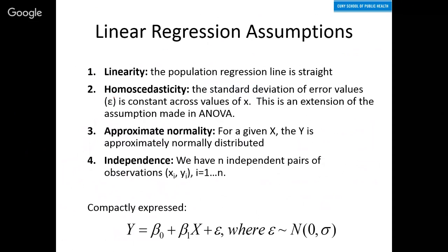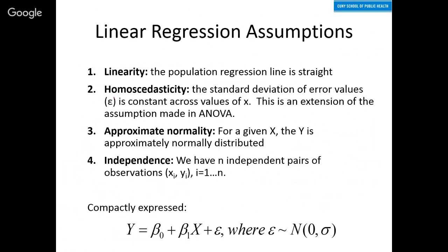These are the assumptions involved in linear regression. First of all, that the population relationship is linear. We have this assumption of homoscedasticity, which means that the standard deviation of those errors is the same across values of x. So you don't have a situation where the residuals are all small on the left side of the scatter plot and they get larger as they go to the right-hand side of the scatter plot.